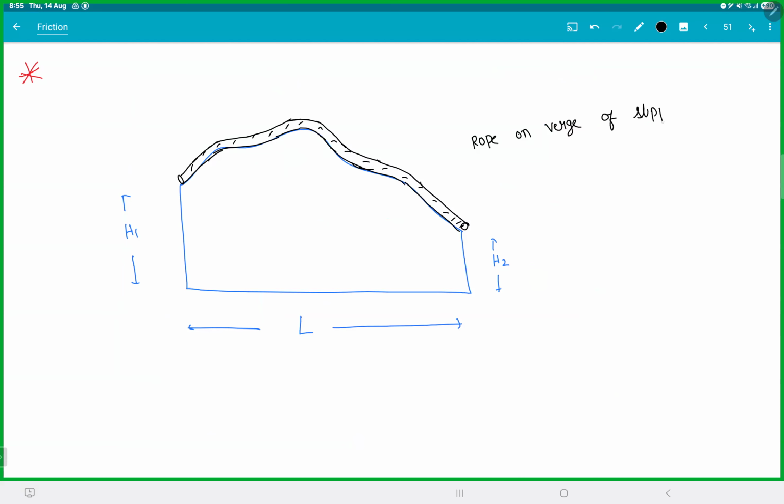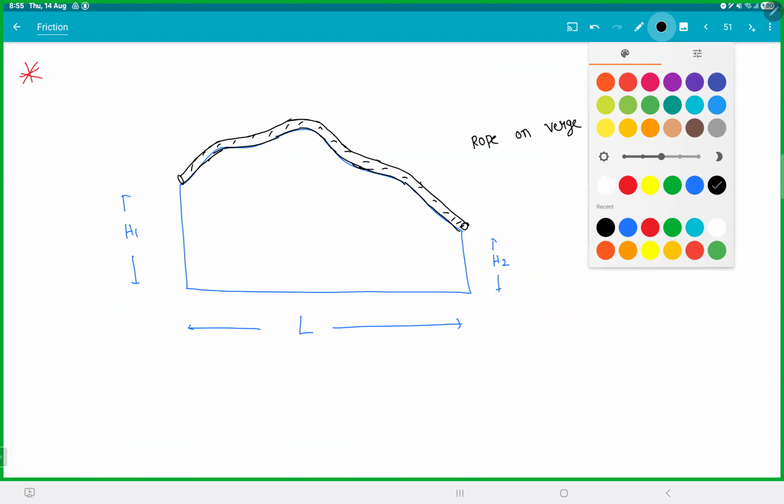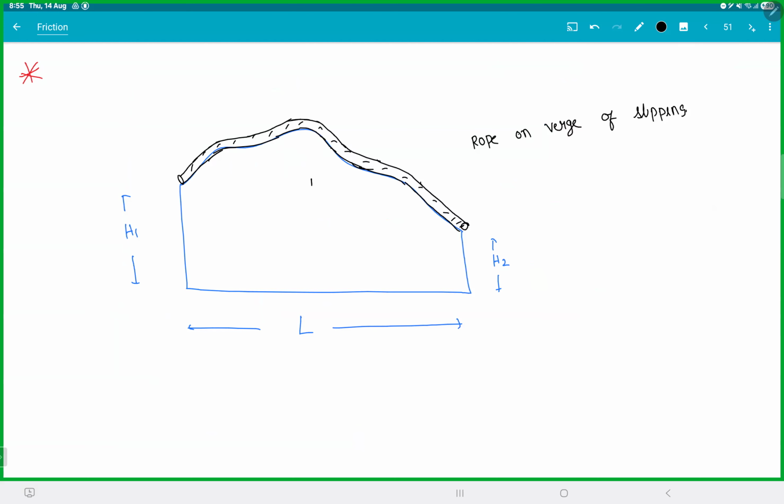The rope is on the verge of slipping and the friction is mu. So this is the result. Mu will be the difference in heights, h1 minus h2, by L. That's your result. So the difference between the two ends by the horizontal distance will give you the formula.